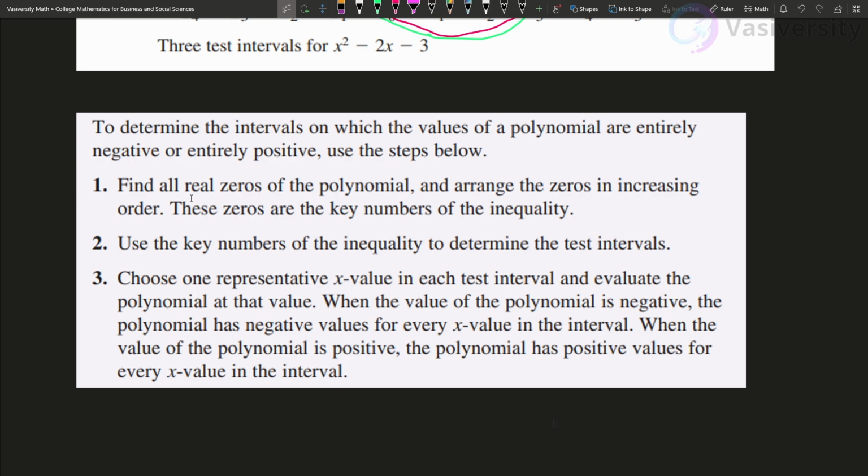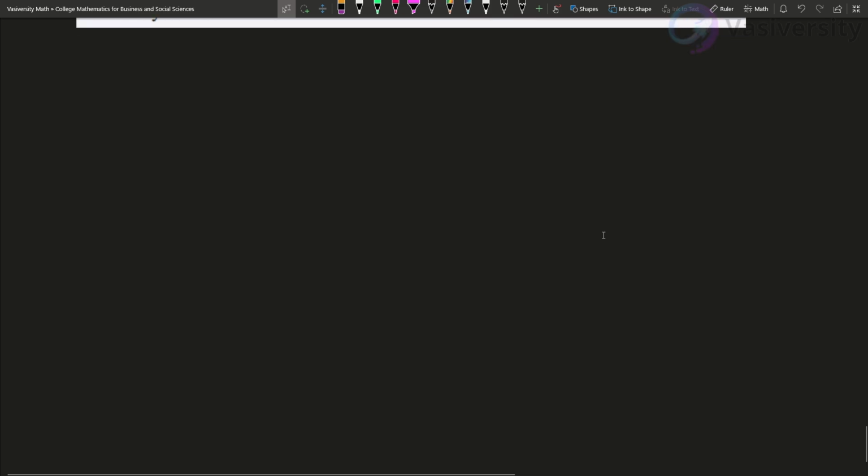The zeros are the key numbers of the inequality. The reason we want them in increasing order is to be able to think about the number line at the same time. We would use these key numbers of the inequality to determine the intervals. After that, we would choose representative x values in each interval to test whether it is positive or negative, and whether it satisfies the inequality, and then we would choose the signs. Perfect. Once again, let's take a look at another example.